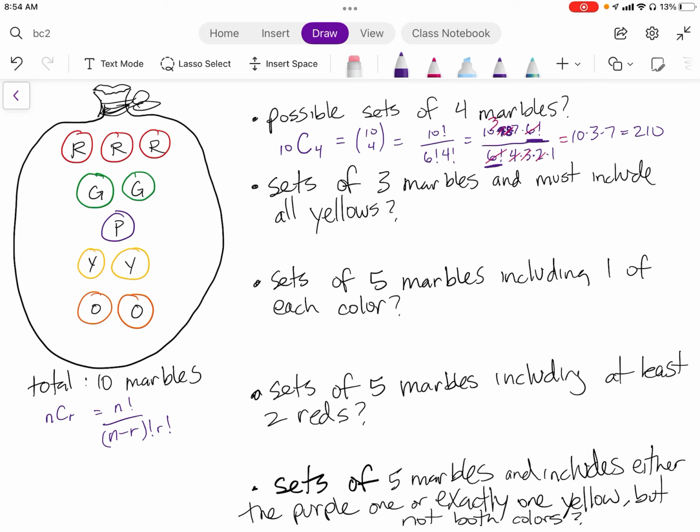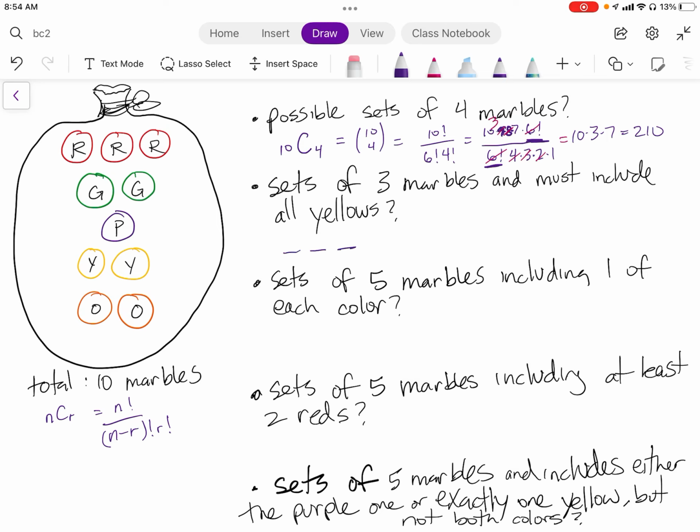All right, in each of the following now, we're going to have restrictions here. So in the next question, we're going to create a set of 3, but we have to have all the yellows. Okay. Well, there are 2 yellows. Some of these I'm going to show different techniques. We could strictly go by formulas, but here's one way of thinking of this.